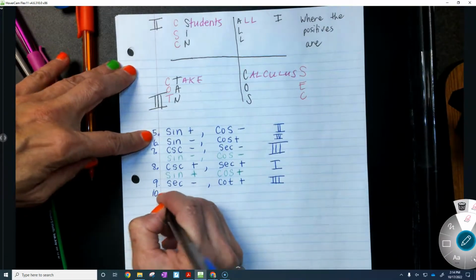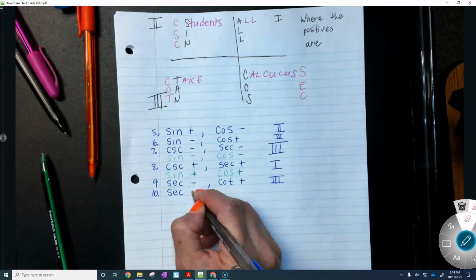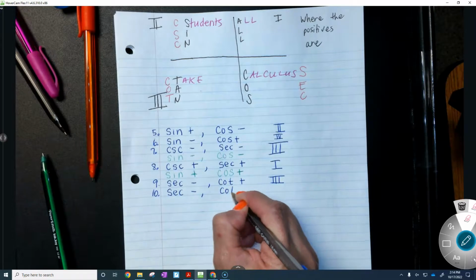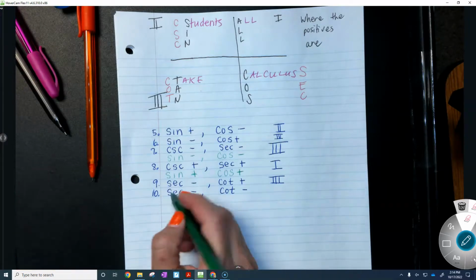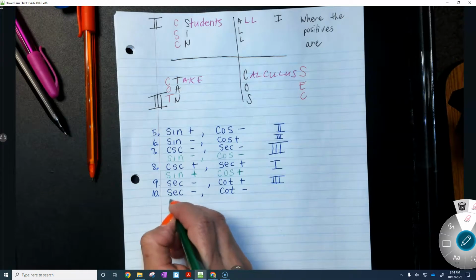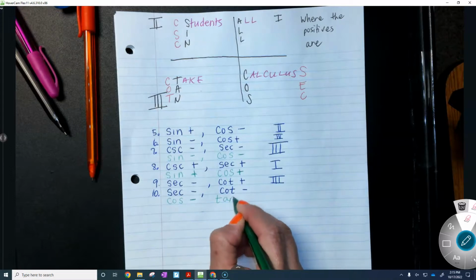Let's see what number 10 says. Number 10, we want secant to be negative, and we want cotangent to be negative. Got it? Remember, you want secant to be negative. You want cotangent to be negative. Remember, secant is the same as cosine. Cotangent is the same as tangent.